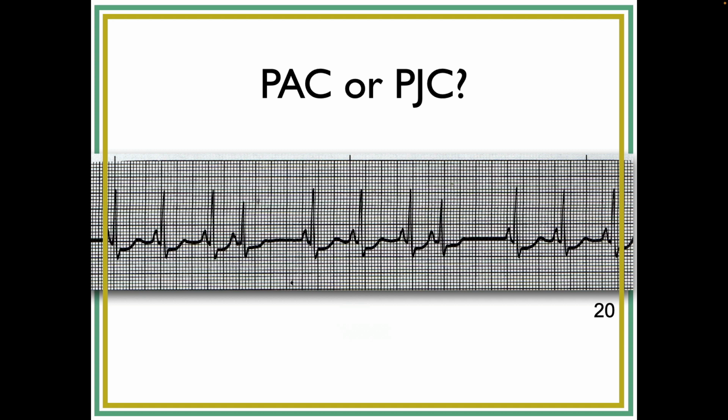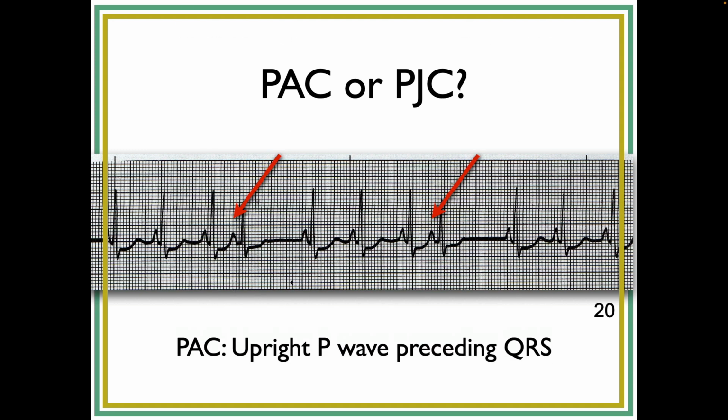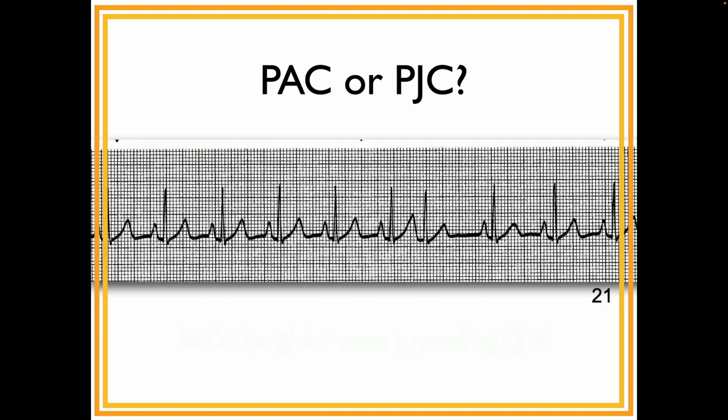So Abigail, your two premature beats are here and here. Are they PACs or PJCs, and how do you know? It looks like PAC because the P waves are upright and they precede the QRS complex. Yep. Okay. So PACs. So that would be a sinus rhythm with two PACs. Okay. Everybody following this?